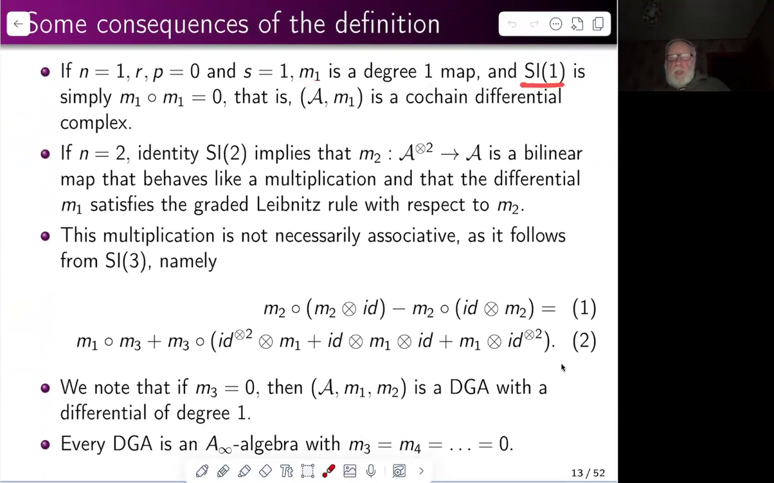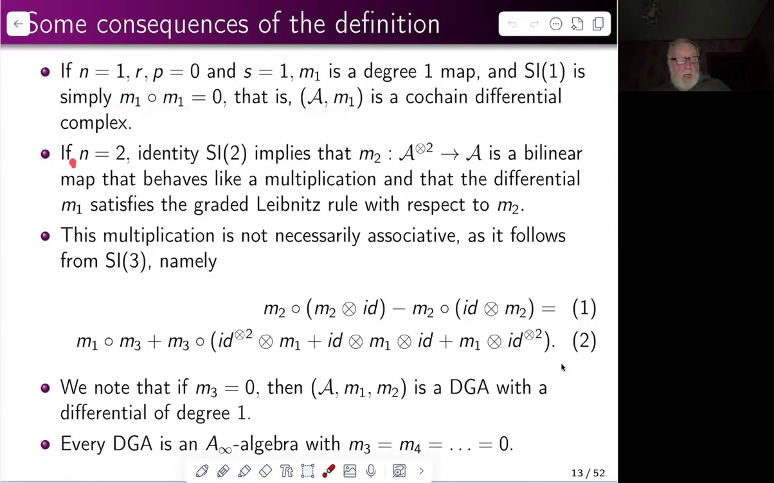And the Stasheff condition of degree 1 is simply the condition that m1 is nilpotent. It means that m1 times m1 equal to 0. So it means that m1 gives d square equal to 0, and in some sense you should suppose that it might be some differential. And this A with m1 is just a differential complex, a cochain differential complex.